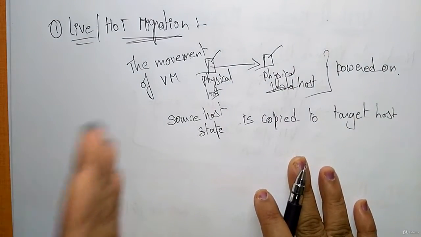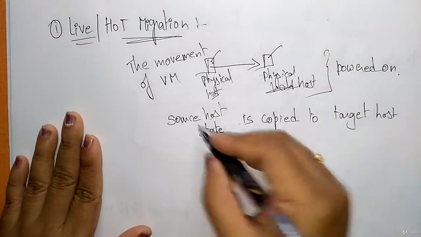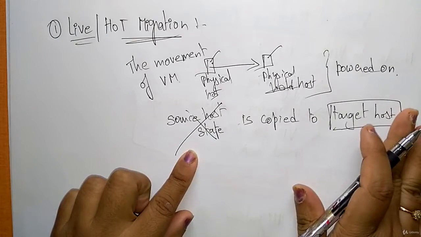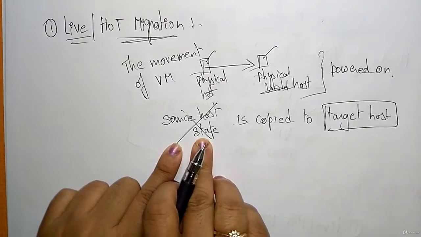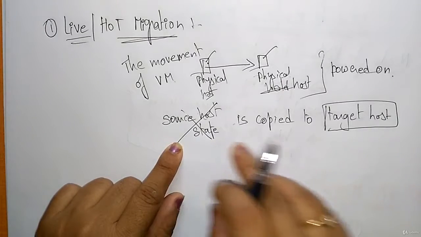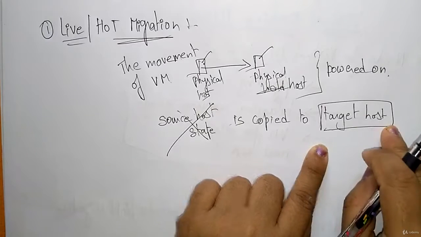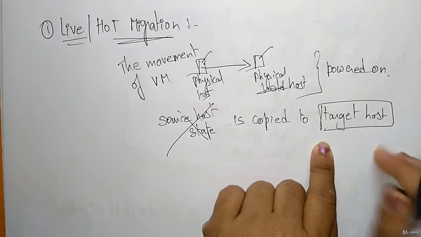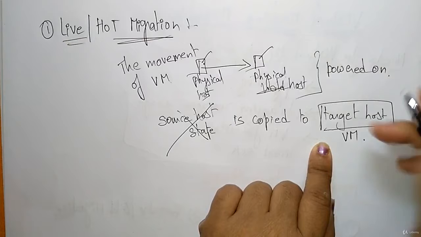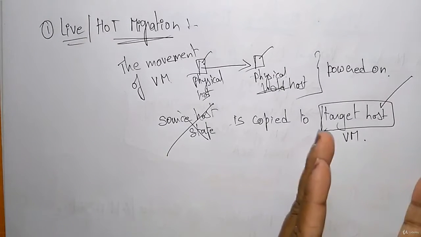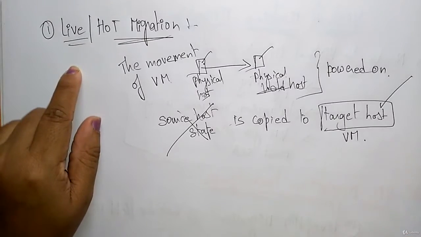The source virtual machine is suspended. Whenever it reaches the target host, the complete state is moved to the target host, and the source host will be suspended. The network is routed to the target virtual machine. Now the network is moved to the target virtual machine. Finally, the target virtual machine starts. So this is a migration, which means movement of one virtual machine to another virtual machine. Here I am talking about live or hot migration.